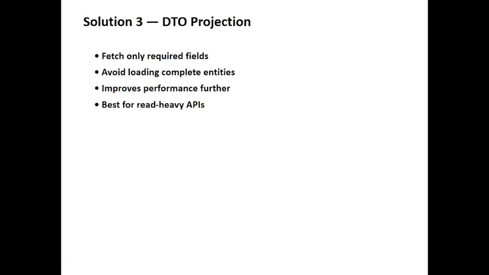This we will discuss later. DTO projection is another way to improve performance, fetching only the required fields. Suppose there is an employee POJO, or a product, with 1000 fields. We don't need to fetch all those fields. Avoid loading complete entities, and it will improve the performance further. Whatever fields are required from that POJO class, fetch only those. This is best for read heavy APIs.